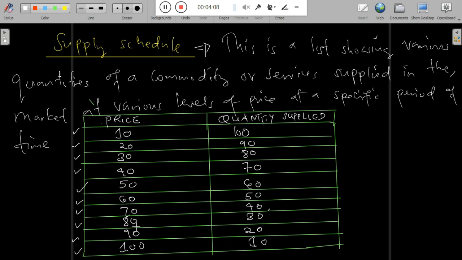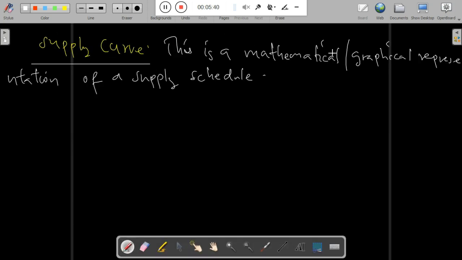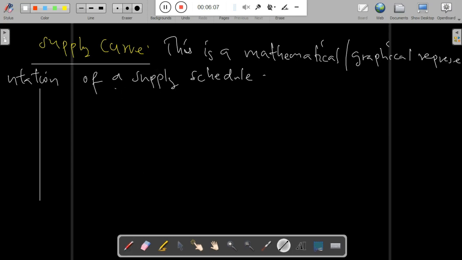So when we sketch it out in ascending order, we observe that there is a positive relationship between the price and the quantity supplied. So in ascending order, when the price was 100, the quantity supplied was 10, and when the price was 90, we observe the quantity supplied at a minimum amount. So as the price increases, the quantity supplied also increases. Remember that when you sketch out the supply schedule, remember to put it in ascending order to see the relationship.